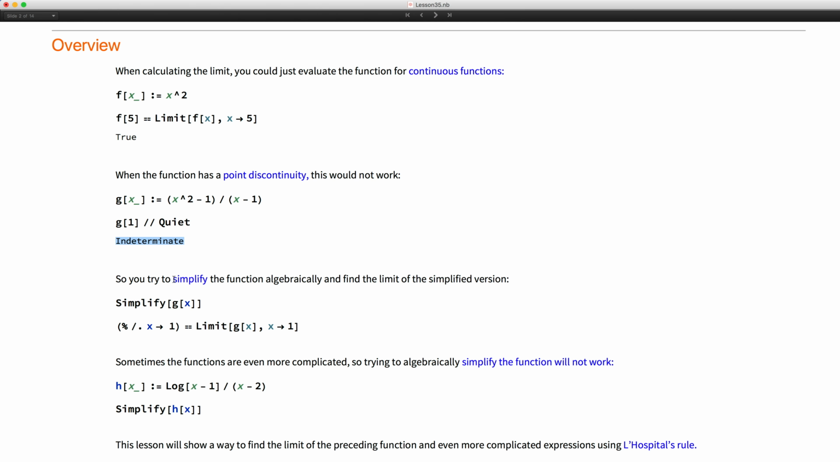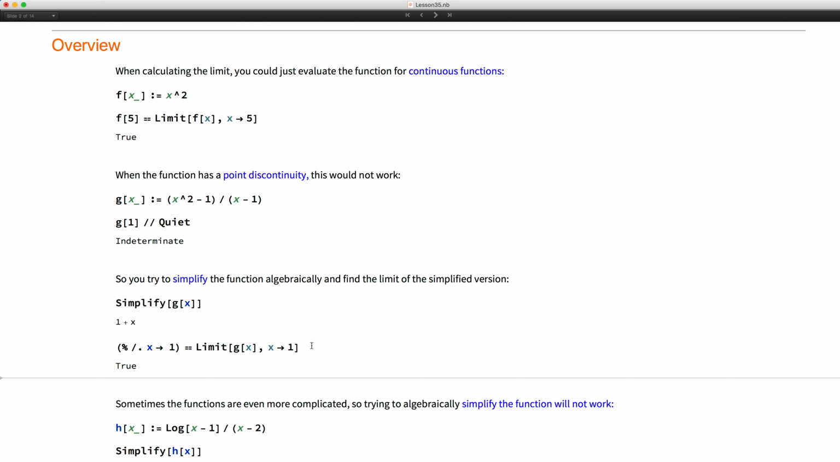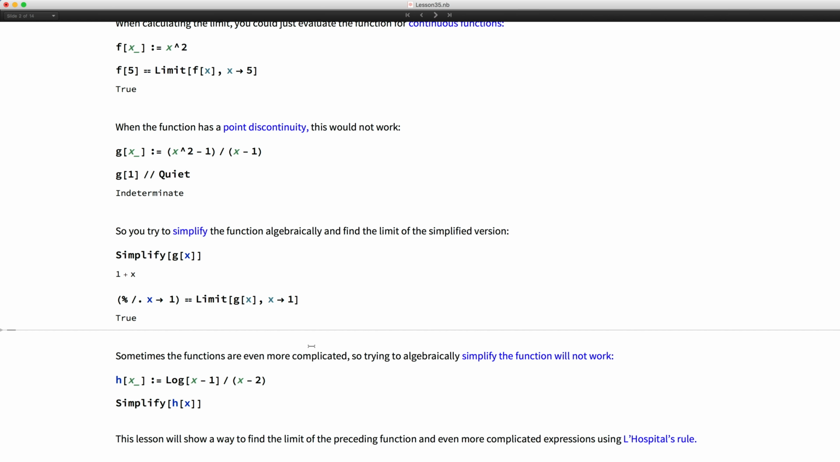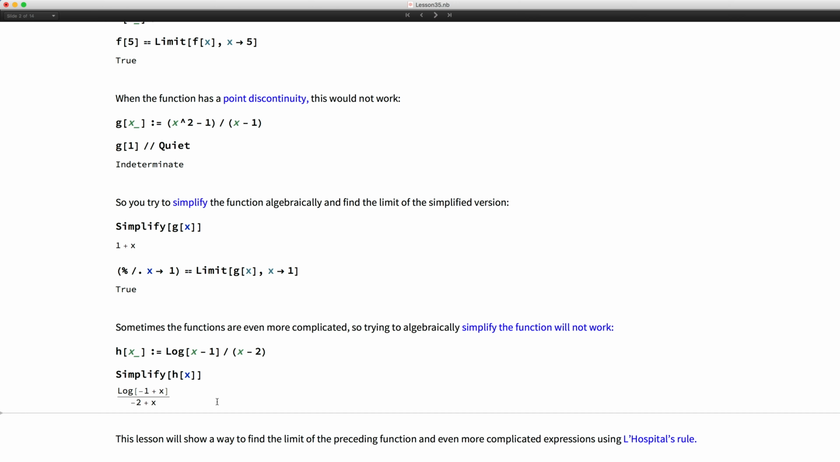Now, of course, in this case, what you could do is simplify the function algebraically, like I've done over here, and then things work just fine. So if I now plug in x equal to 1, I get back the limit of the function g when x goes to 1. But there are functions for which this will not work. So for example, you have h over here, which is log x minus 1 over x minus 2, and simplifying h makes no difference. So the question is, what do you do in such a case? Well, in such cases, you can apply something called L'Hopital's rule, and that is the theme for this lesson, L'Hopital's rule.